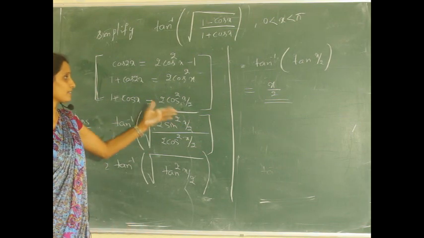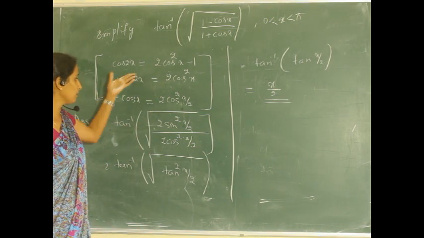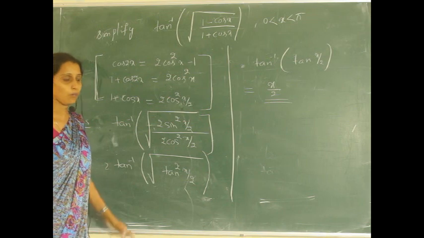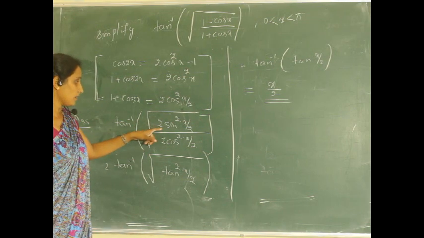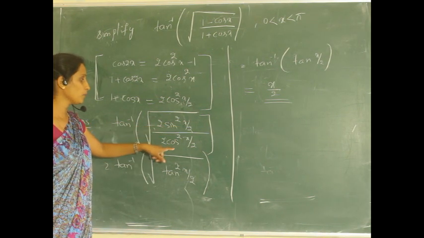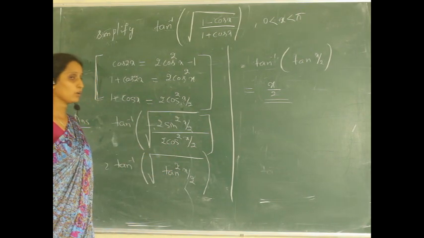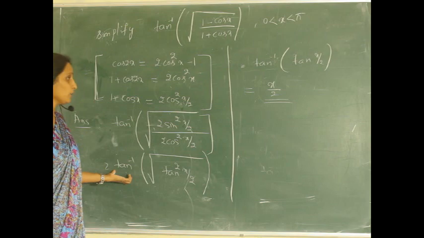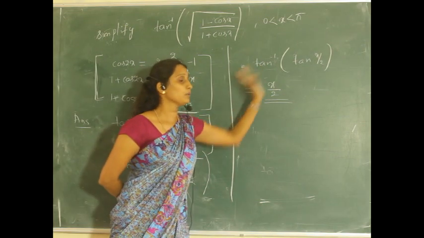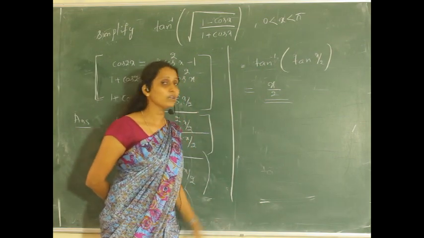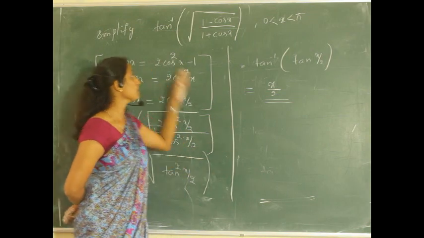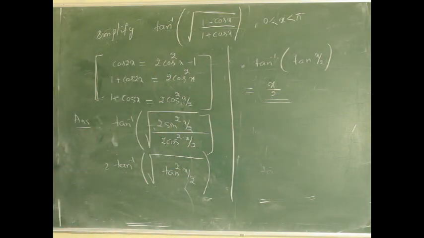It is only x by 2 because we have not substituted any other value for x. Just we simplified by using the cos 2x formula and substituted. 2 can be cancelled. Sin square x by 2 by cos square x by 2 will be tan square x by 2. Square and square root can be cancelled, so tan inverse of tan x by 2. Tan inverse and tan can be cancelled. We are getting only the value of x by 2. So this is the simplest form of tan inverse of root of 1 minus cos x divided by 1 plus cos x.